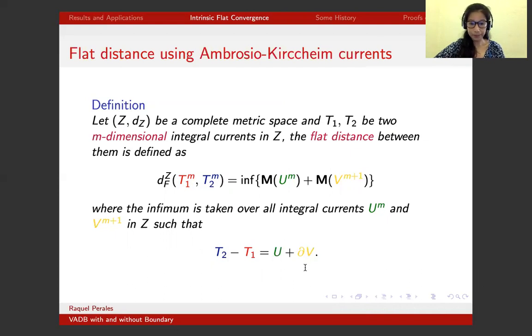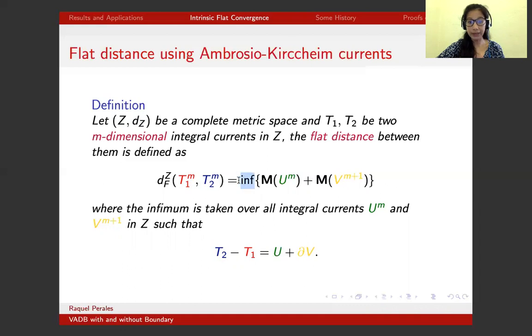And once we have linear functionals U and V that satisfy this equation, we want to take the mass of U and the mass of V. So for Riemannian manifolds, the mass is going to be the volume. So we take the m dimensional volume, and here we will take an m plus 1 dimensional volume.